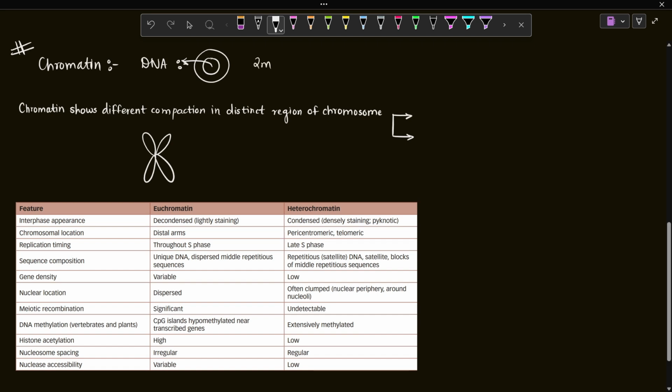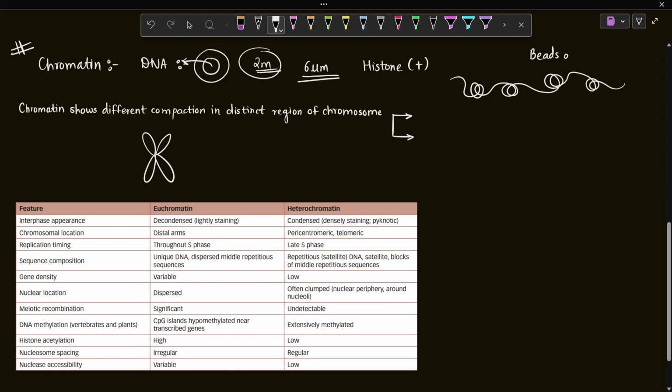DNA is 2 meters long. Each cell has 2 meter long DNA, and that is packaged in around 6 micrometers of the cell. So how is it packaged? It has to be wrapped around proteins which are known as histone proteins. These are positively charged proteins, and on those proteins, DNA is wrapped like a string, and it forms a structure which we call beads on the string. This beads on the string structure is referred to as chromatin.